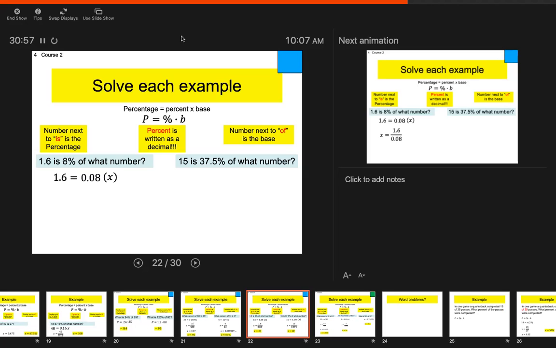1.6 divided by 0.08. Well, there's got to be a 2 involved there somewhere. Somebody? How many times does 0.08 go into 1.6? What do you got? How do you get x by itself? How's it attached to the inverse? So we got to do division. So what do we get?